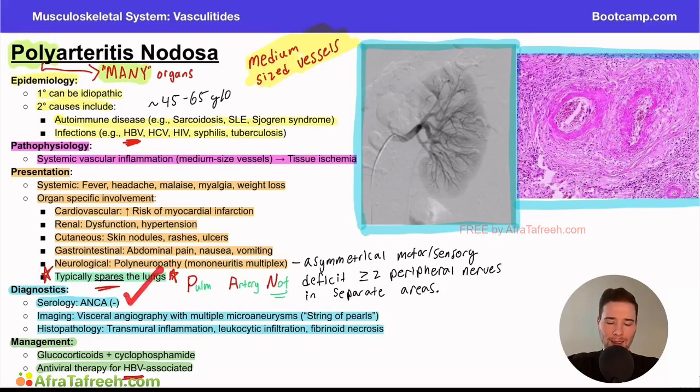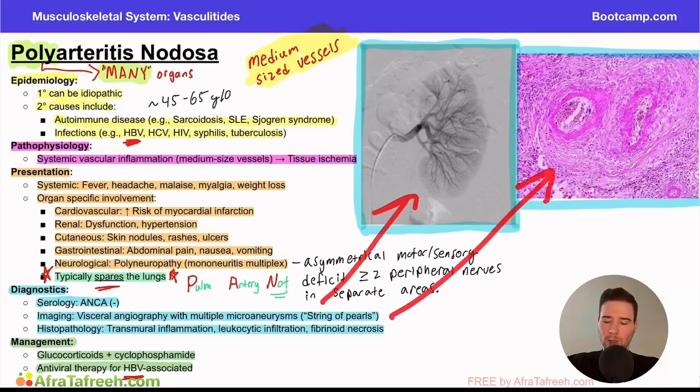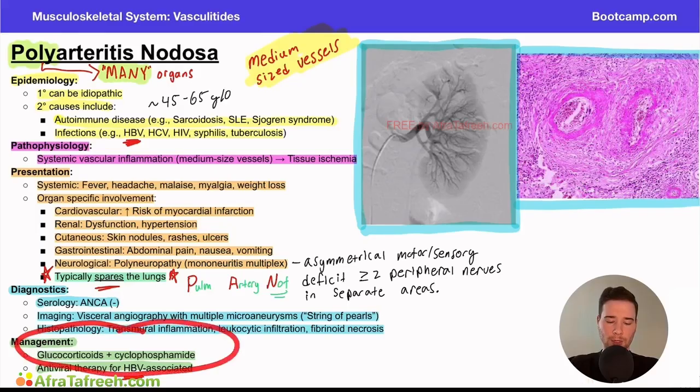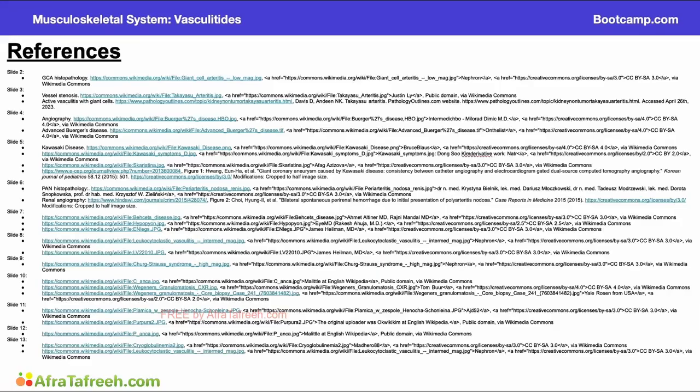When we think about the diagnostics, this is typically going to be ANCA negative. We have an imaging option right here with angiography, as well as a biopsy option for histopathology. Management here is really going to revolve around glucocorticoids and cyclophosphamide, and antiviral therapy for patients who have the HBV-associated polyarteritis nodosa.